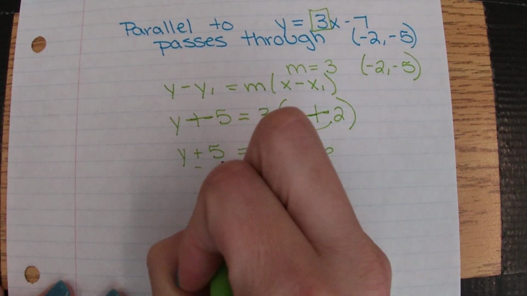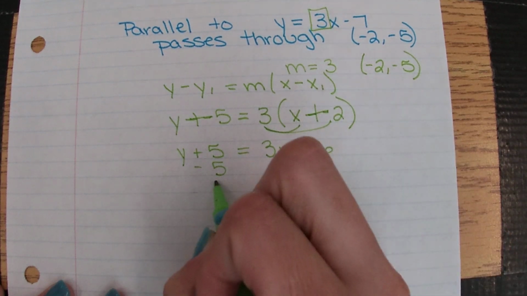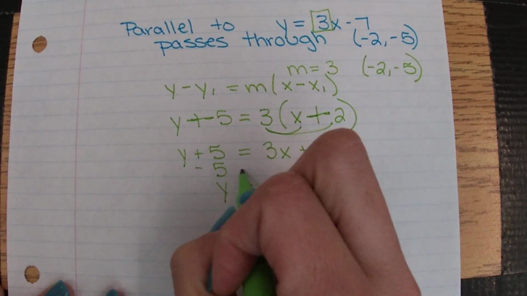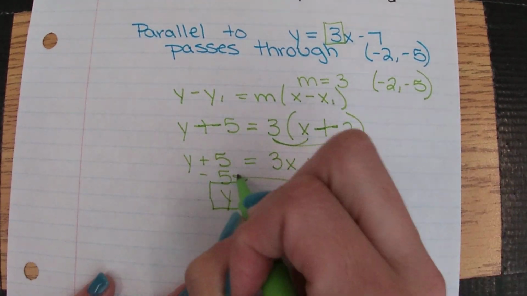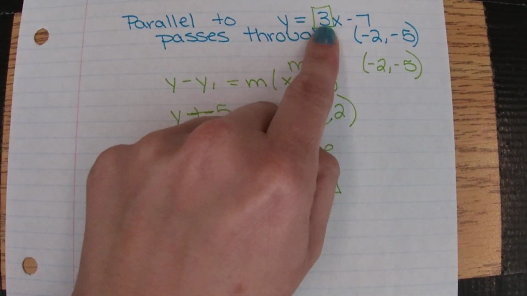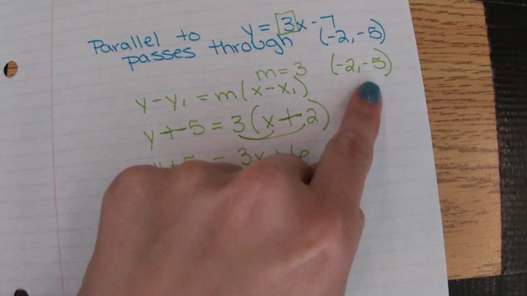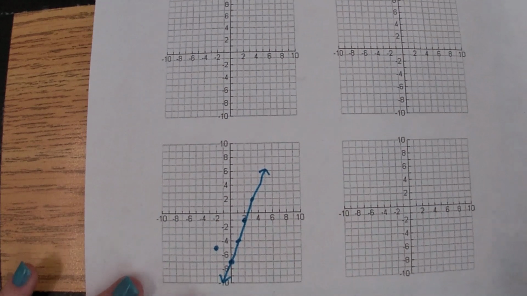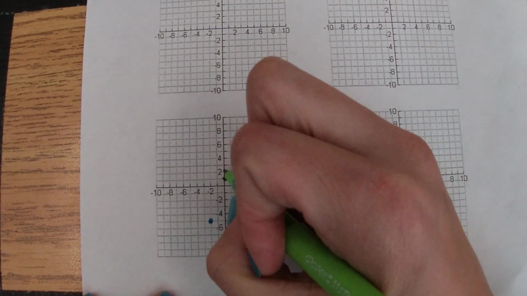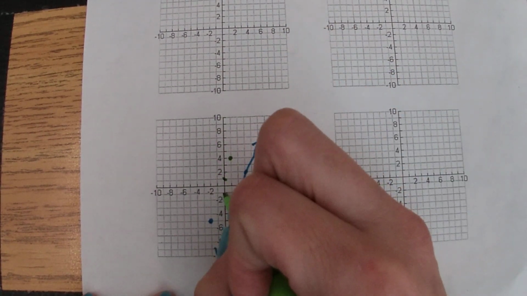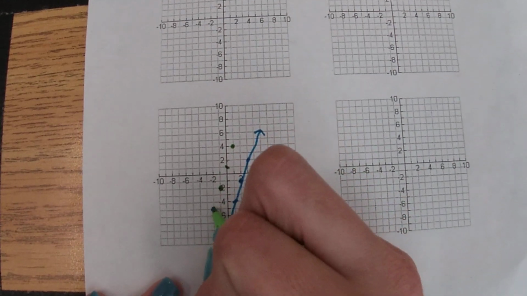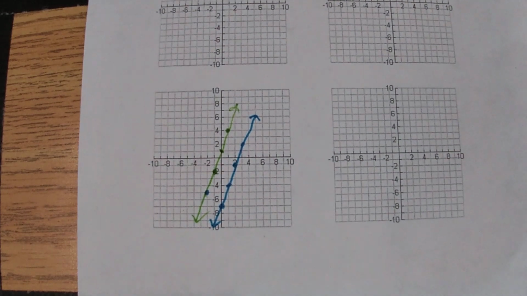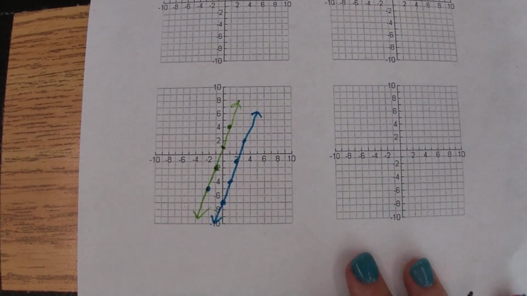And then I'll undo adding 5 by subtracting 5. Okay, and so I get y equals 3x plus 1 is going to be parallel. We know that because they have the same slope, and it's going to pass through the point -2, -5. And if I were to graph that over here, I'd be at 1, up 3/1, but I'm going to go down this way just to show it does still end up going through that point, and it is parallel. So it does exactly what we needed it to do.